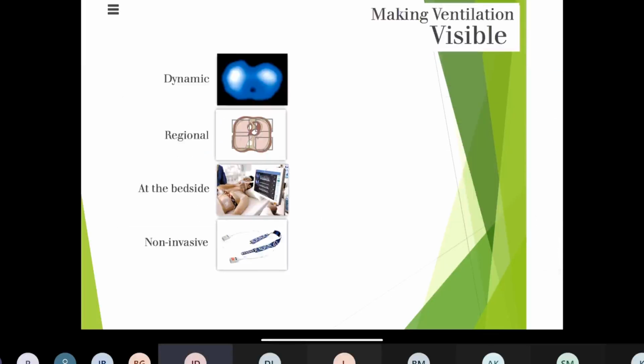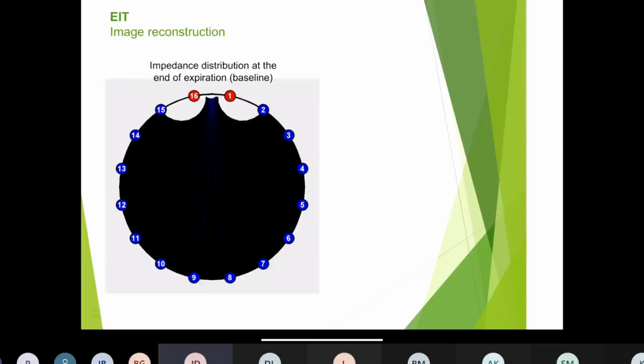So this is how we do it. We just place the belt around the chest of the patient to have a cross-sectional view as an image. As you can see, making ventilation visible is much easier with EIT. It is a dynamic, real-time display with regional information. Each part of the lung is shown, it is at the bedside, and it is non-invasive, which is very essential. So how is it done? We place the electrode belt.